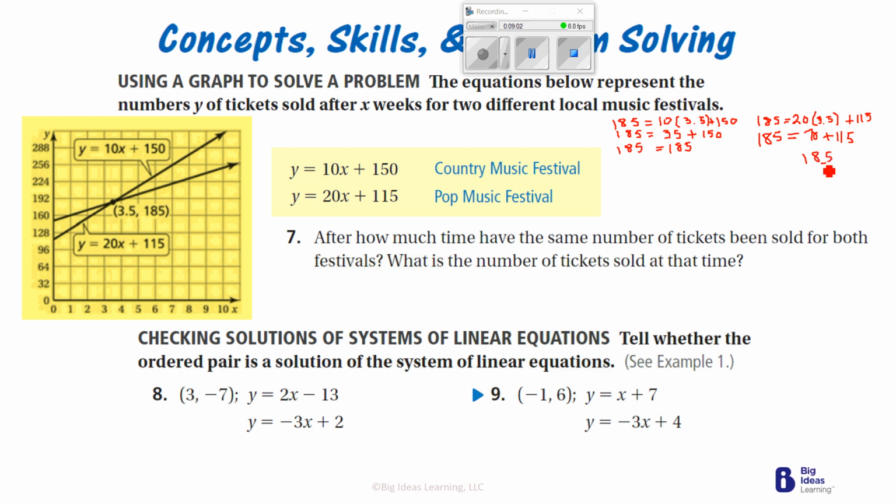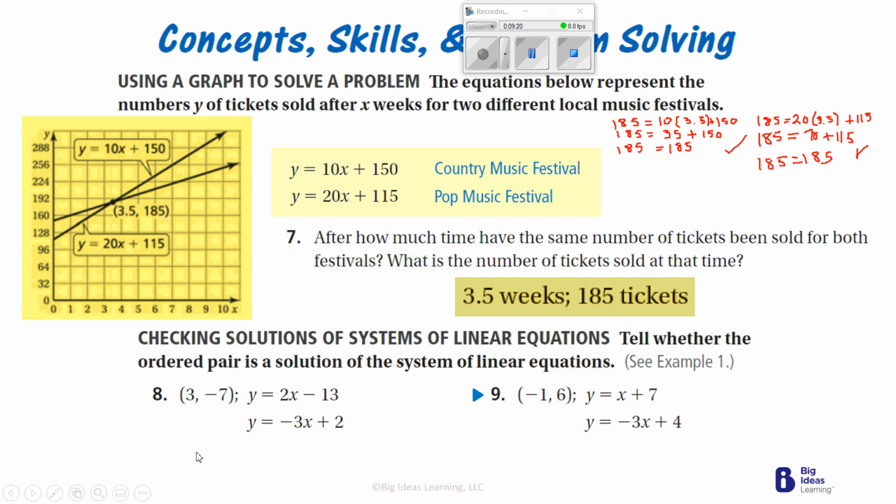So you can see you just plug in the x and y to both the problems, and if they do indeed equal each other, that means that it works for both equations and it's true. So in this case, yes, 3.5 weeks and 185 tickets.